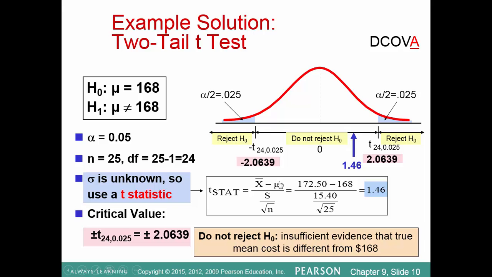Then you calculate your t statistic. And this all comes from the values that are given: the sample mean, the hypothesized population mean, sample standard deviation, and the sample size. And you get 1.46. 1.46 is not outside of the critical values, so we do not reject the null hypothesis. So we have insufficient evidence to conclude that the population mean is not equal to 168. So that supports the idea that the population mean is 168.